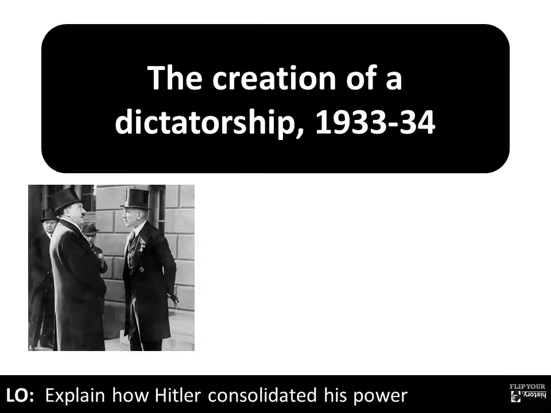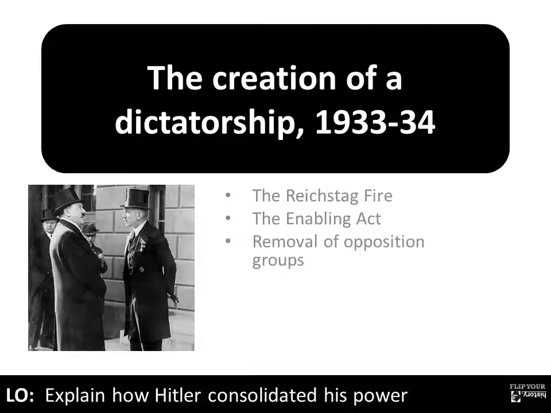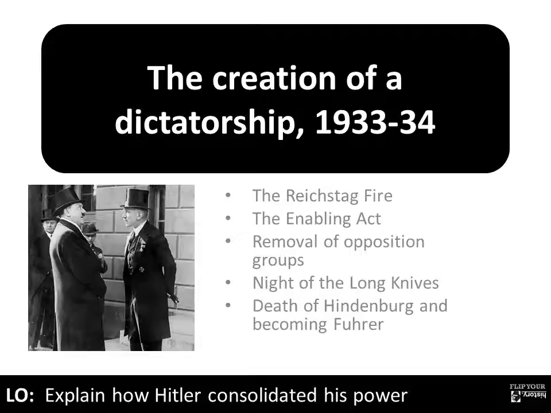In this video, we're looking at how Hitler created a dictatorship in Germany in 1933 to 34. And ultimately, this is about explaining how Hitler consolidated his power and became the Fuhrer. We're focusing on the Reichstag fire, the Enabling Act, the removal of opposition groups, the Night of the Long Knives, and lastly, the death of Hindenburg and Hitler becoming the Fuhrer.